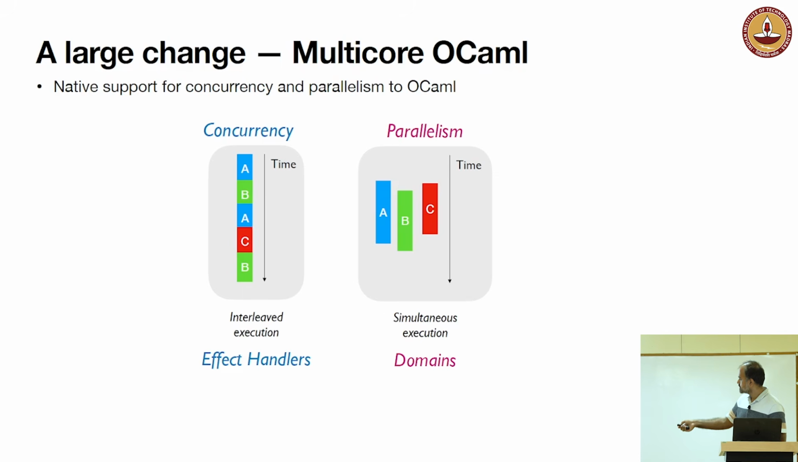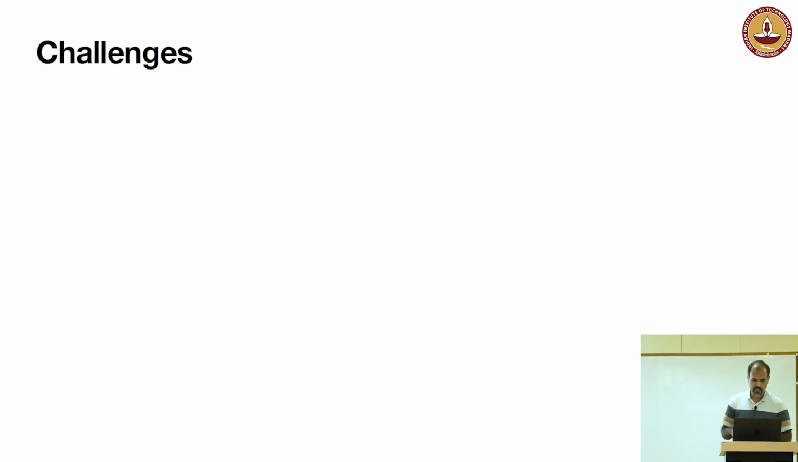Concurrency is just interleaved execution of tasks, and you're essentially running on a single core here. Parallelism requires multi-core execution, right? They are all simultaneously executing, overlapped with each other. We have different mechanisms called effect handlers and domains for this. And this was a very large project.